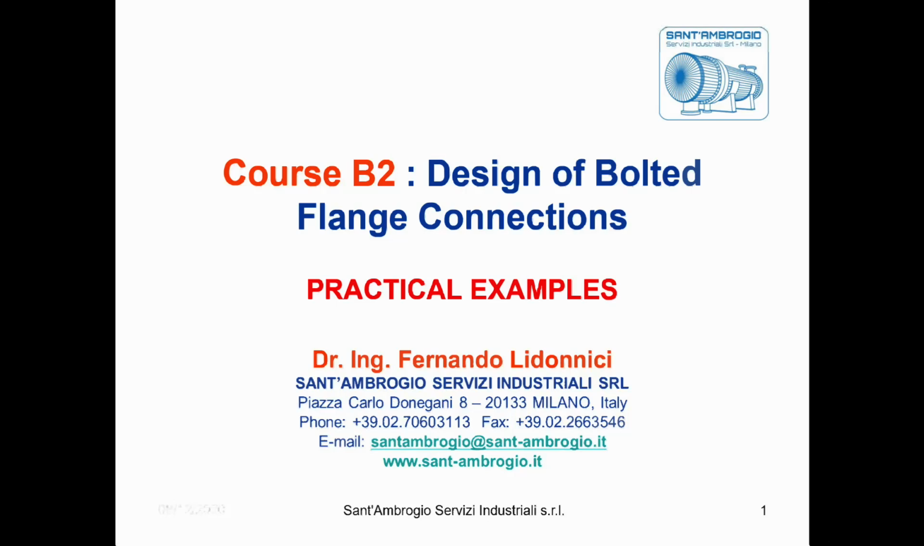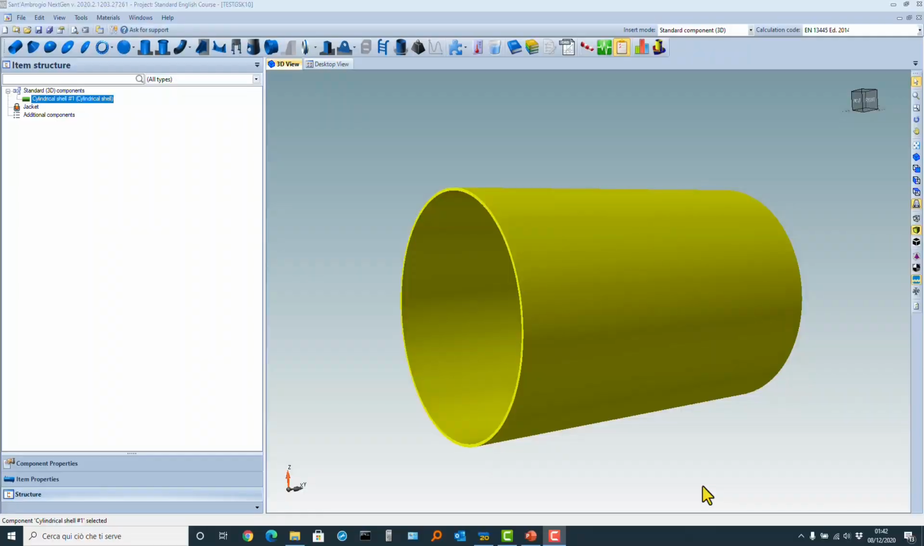Well, now I will show you some practical examples of flange design. I will design a flange in accordance with clause 11 of the harmonized standard and then try to copy the same flange changing the method, with Annex G instead of the method of clause 11. Well, let's start from an item for which we already have the cylindrical shell.